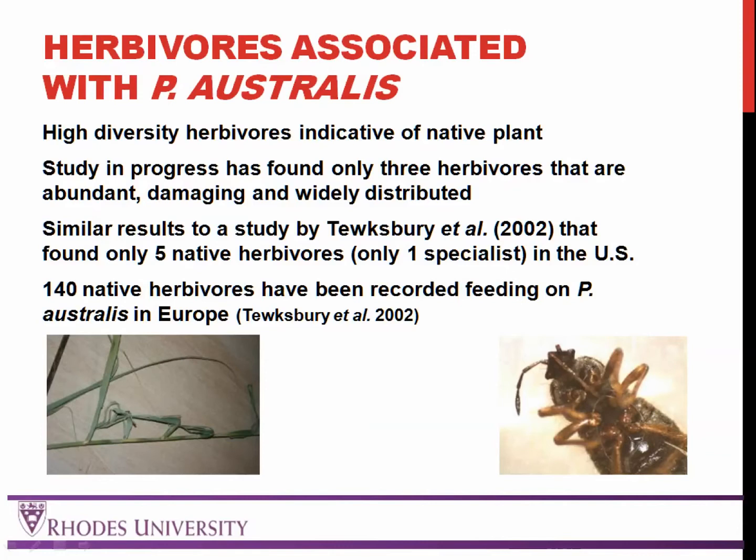What's more interesting is that this is very similar to the results found in the US. A study by Tweeksbury in 2002 found that there were only about 5 native herbivores feeding on Phragmites in the US. If we compare this to similar studies in Europe, there have been 140 herbivores found feeding on Phragmites. So already this is starting to raise some serious questions as to why this is the case. Why are there a lot more herbivores feeding on Phragmites in Europe and so few feeding down here?